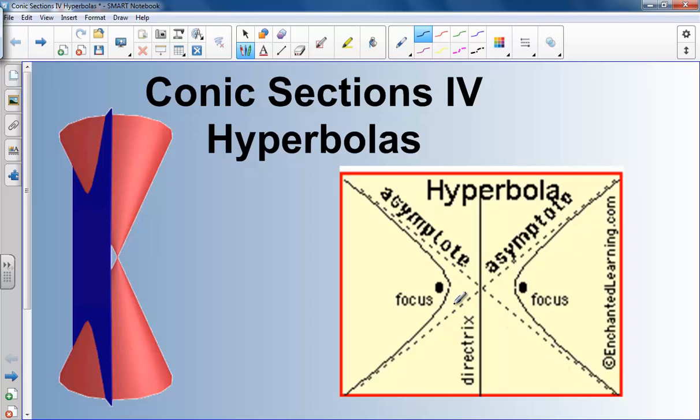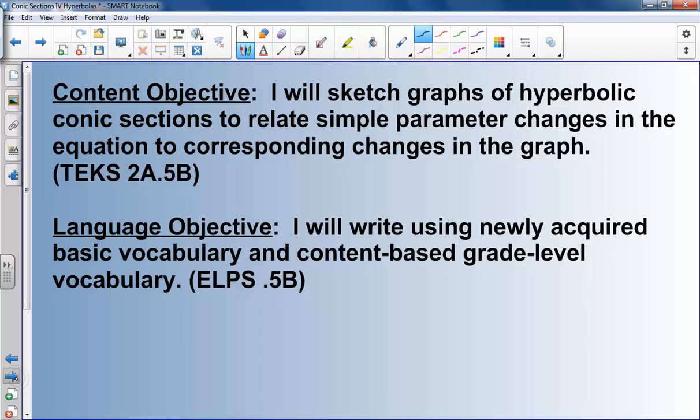But similar to the parabolas that we already talked about, we have the focus point and directrix and everything just like we did for the parabolas. So we're going to find some of those characteristics with this. We're not going to use all of them. Our objective here is to be able to sketch graphs of hyperbolic conic sections and to relate parameter changes. So if h changes, if k changes, if a or b change, how does that affect my graph?